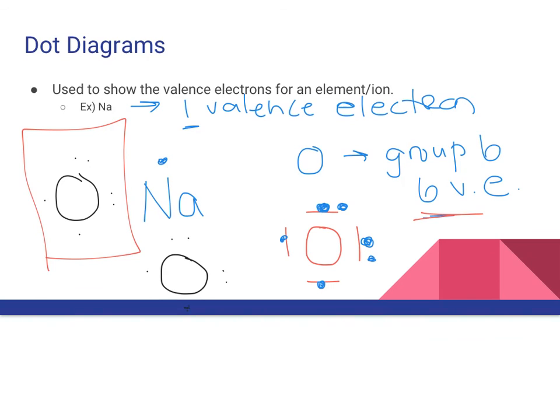We will spend a lot of time in class reviewing this. This is just to give you a basic idea of valence electrons, dot diagrams, electron configurations, and orbital filling diagrams.